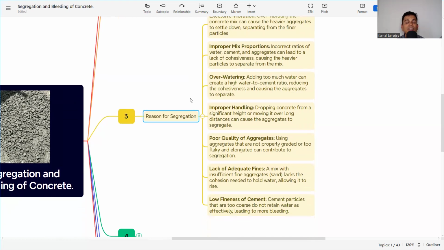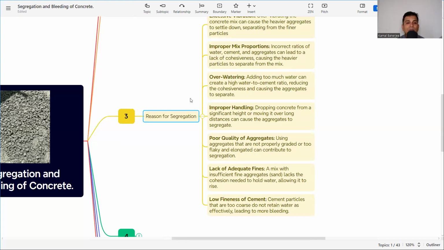Then improper mix proportion, which is very crucial for concrete strength and stability. Incorrect ratios of water, cement, and aggregates can lead to a lack of cohesiveness, causing the heavier particles to separate from the mix. So if my mix proportion is not proper or not as per the IS code, then this separation can happen.